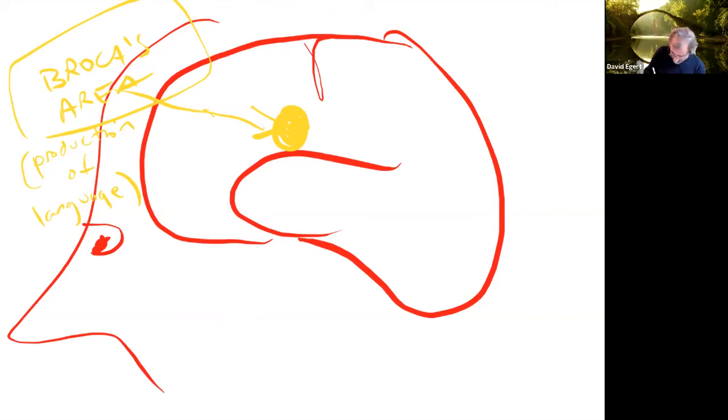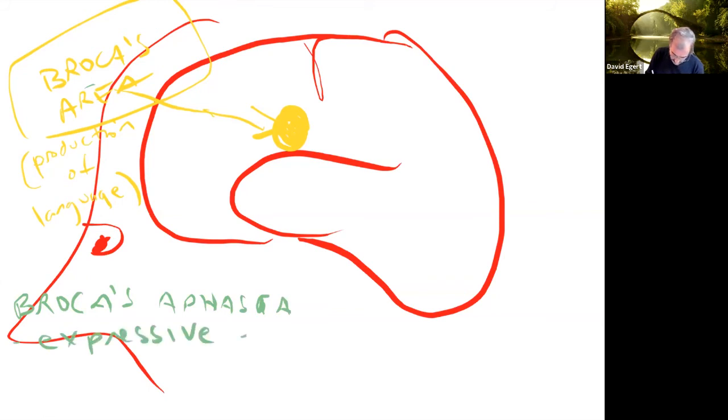When people have damage to this, the word aphasia is just a condition where you have a problem with language. So if you have damage, what we call Broca's aphasia, you could also call this expressive aphasia. You have a problem expressing what you want to say. Or sometimes they call it non-fluent aphasia.